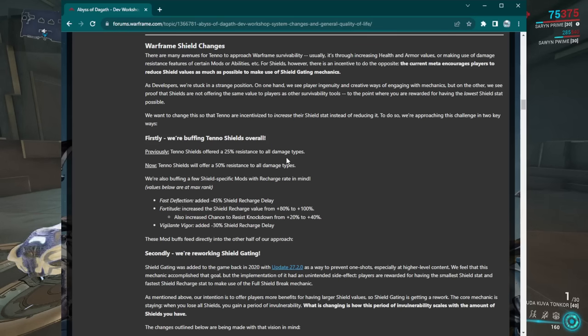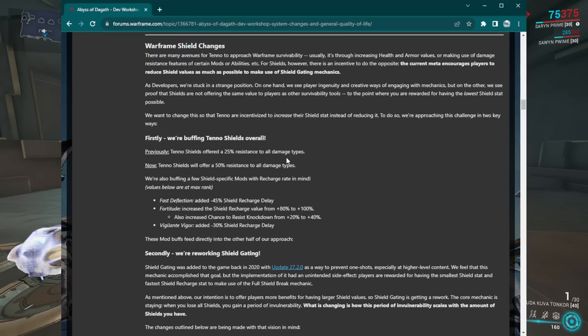There are many avenues for Tenno to approach Warframe survivability. Usually it's through increasing health and armor values or making use of damage resistance features on certain mods or abilities. Example, for shields. However, there is an incentive to do the opposite, like I just said. The current meta encourages players to reduce the shield's value as much as possible to make use of shield gating mechanics. I just showed you how that works.